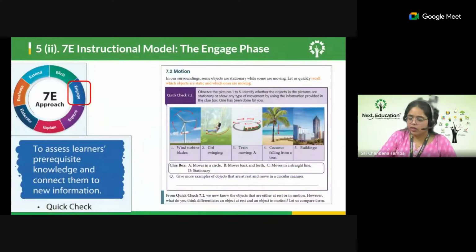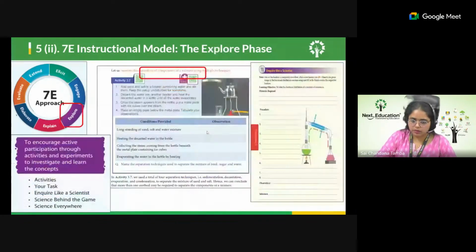Now coming to the engage phase. So we have seen elicit where we are capturing the learner's interest. Now comes the engage phase where we are checking the prior or prerequisite knowledge of the students. So in this book we have something called a quick check, which will test the prior knowledge of the students. So after the teacher knows the amount of knowledge the students already have, based on that she'll move forward to the content of the chapter.